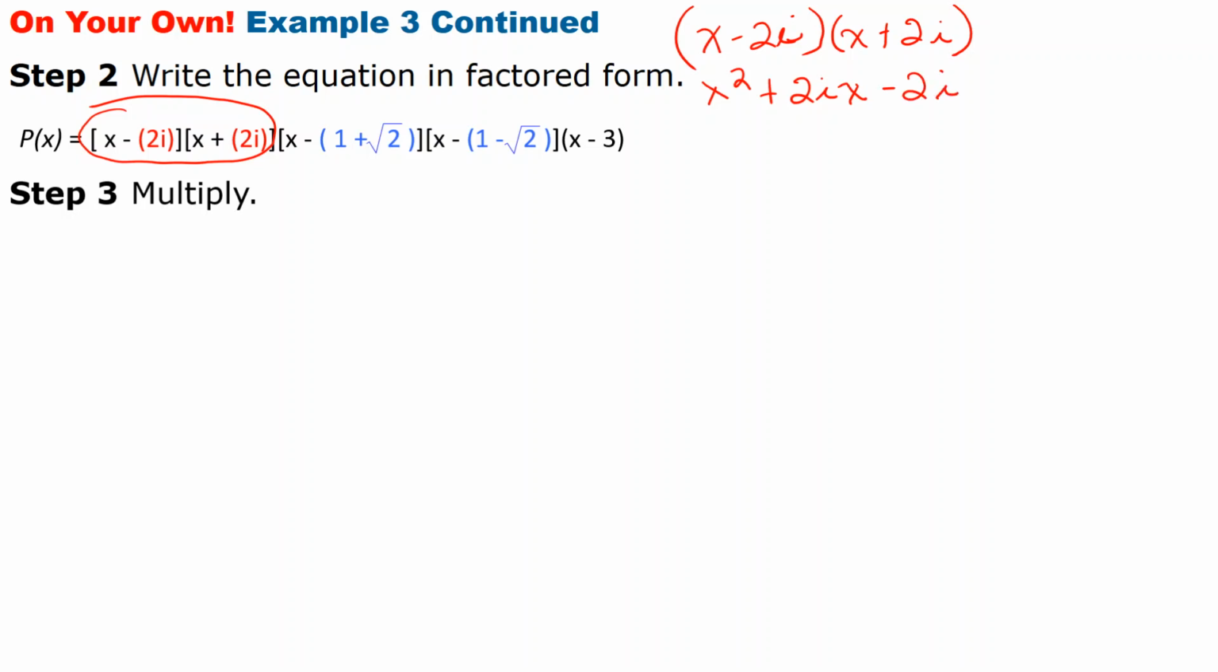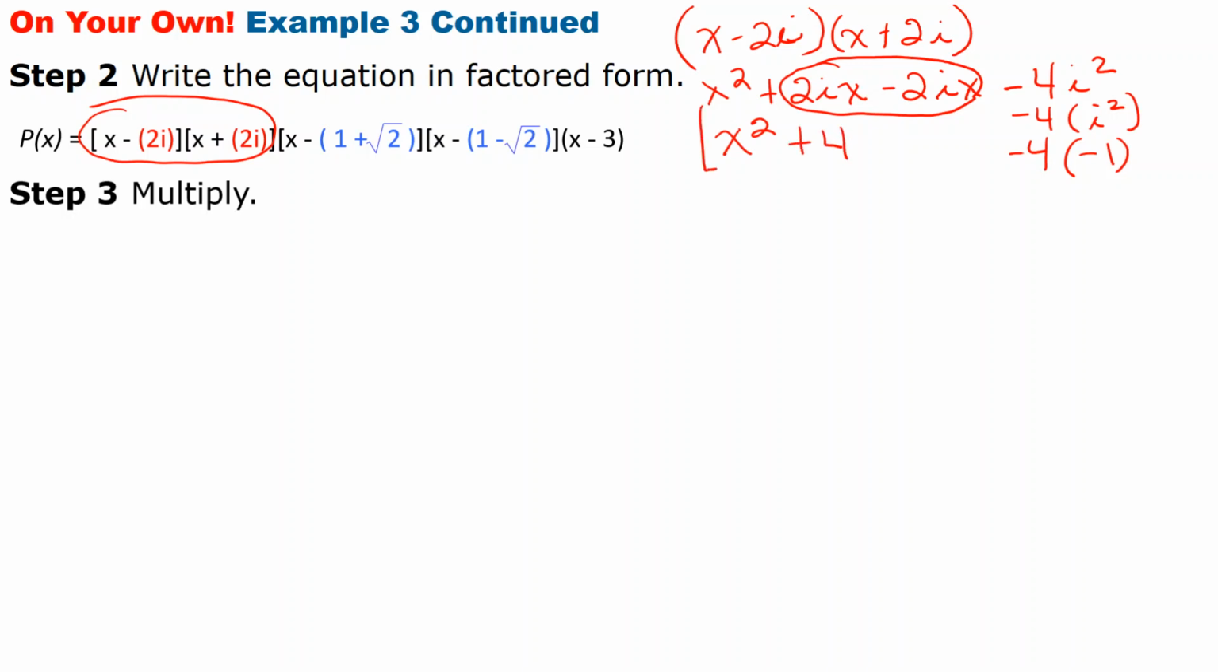minus 2ix minus 4i squared. Our 2ix and minus 2ix add together to 0, so we end up with x squared. Let's look at our minus 4 times an i squared. Remember, i squared is negative 1. So we have a negative 4 times negative 1, which is a positive 4. So here's our first piece that we're going to have to multiply together.